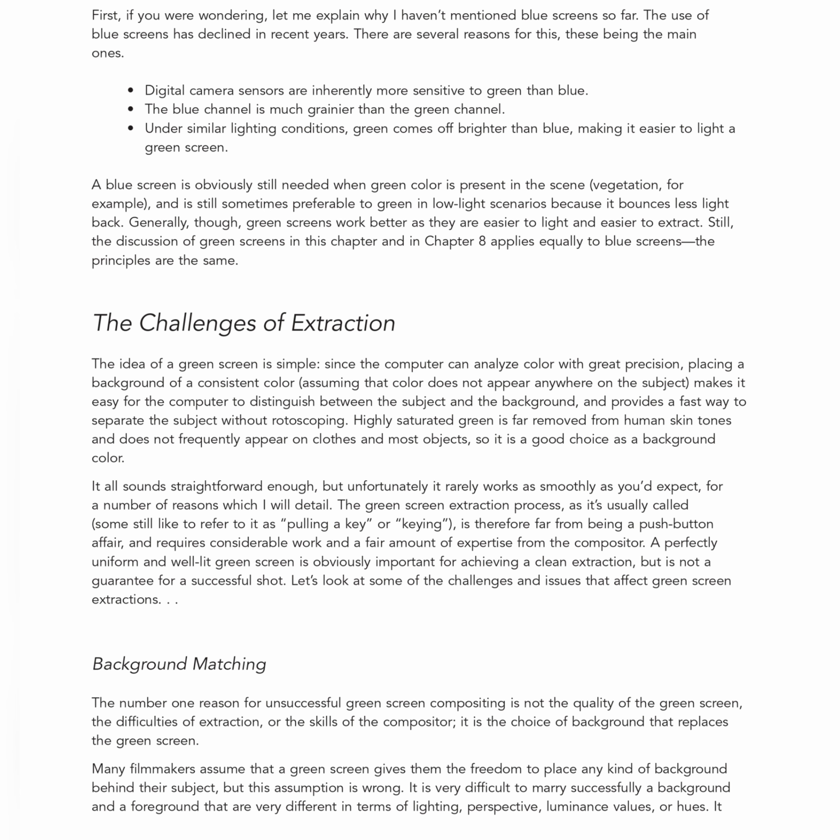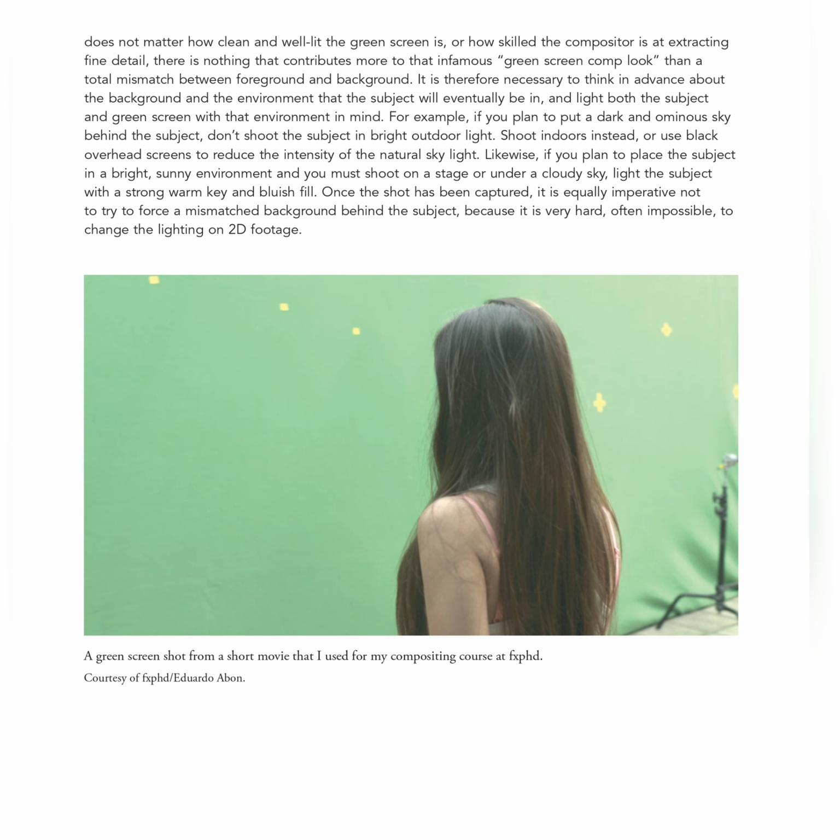Background matching. The number one reason for unsuccessful green screen compositing is not the quality of the green screen, the difficulties of extraction, or the skills of the compositor, it is the choice of background that replaces the green screen. Many filmmakers assume that a green screen gives them the freedom to place any kind of background behind their subject, but this assumption is wrong. It is very difficult to marry successfully a background and a foreground that are very different in terms of lighting, perspective, luminance values, or hues. It does not matter how clean and well lit the green screen is, or how skilled the compositor is at extracting fine detail, there is nothing that contributes more to that infamous green screen comp look than a total mismatch between foreground and background.